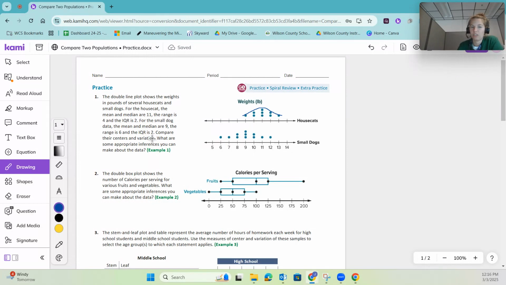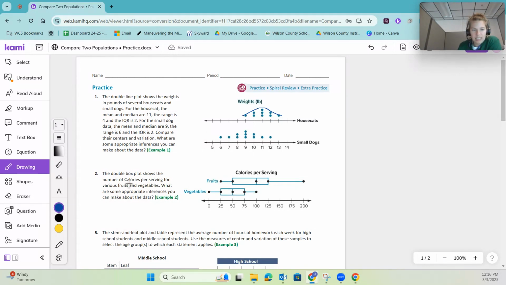Also, the interquartile ranges are the same for these. So we can see that the variation for small dogs is greater than the variation for house cats. Based on this data, it just means that it's spread out more.